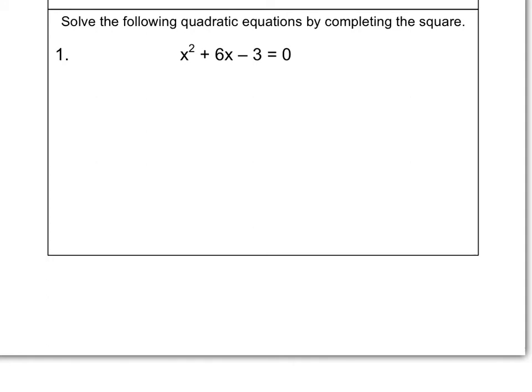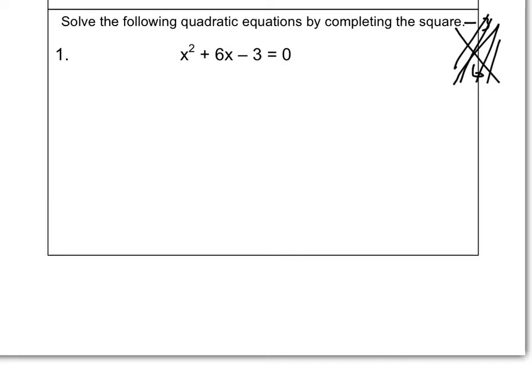Example number 1. It says x squared plus 6x minus 3 equals 0. So the trinomial is set equal to 0. If I were to try and factor this, can I find factors of negative 3 that add to positive 6? That's not possible because the only factors of 3 are 3 and 1. And so negative 3 and negative 1 will never be positive 6. So technically this trinomial is not factorable, kind of like the one we talked about at the beginning of class this morning.